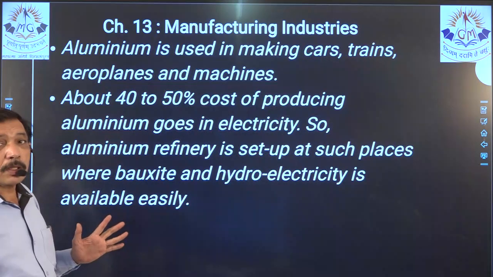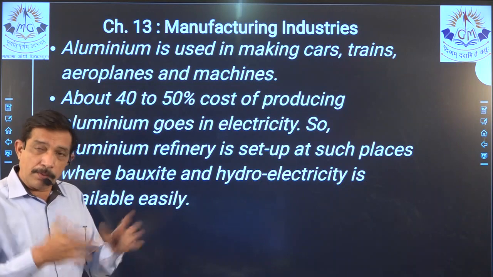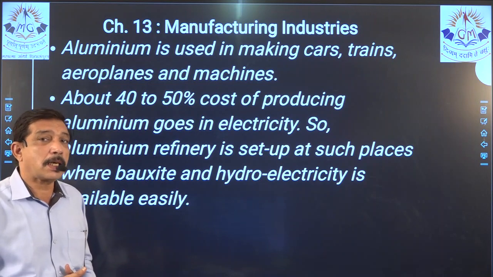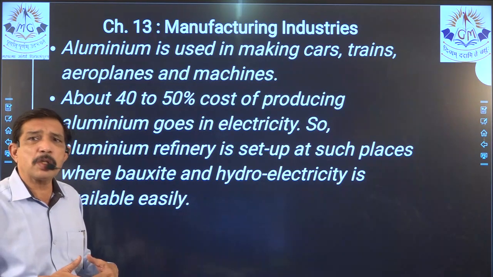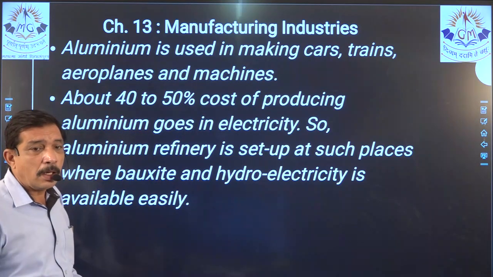Now aluminum, because it is light in weight, the interior or even the exterior of the car, plus the interior of the trains, etc., can be made out of aluminum because it is strong also, and of course cheap also. Aeroplanes, machines, because it's light in weight.